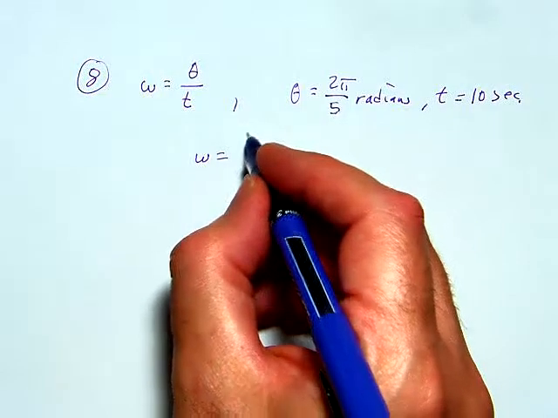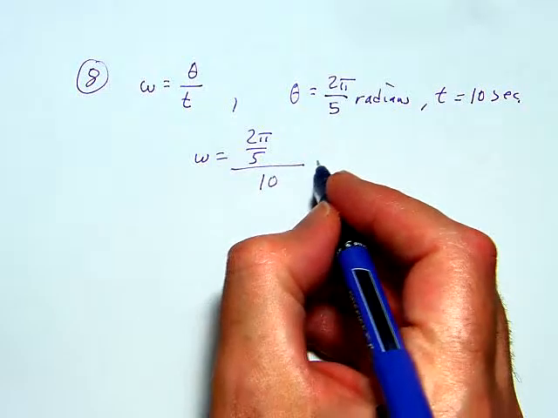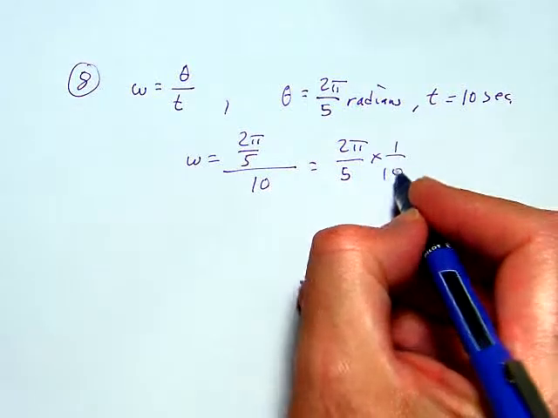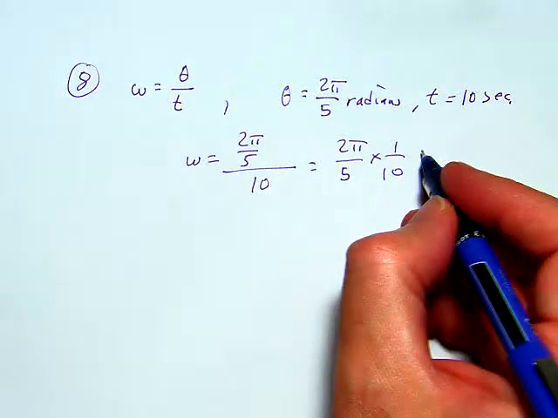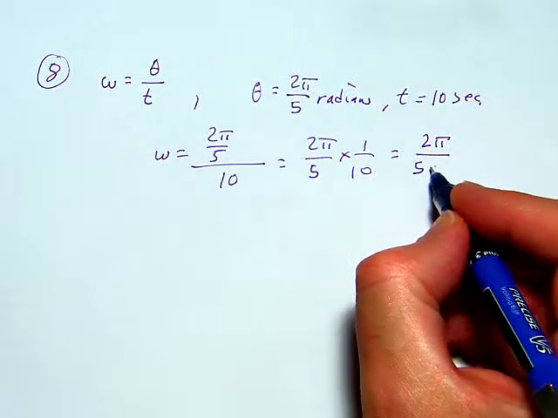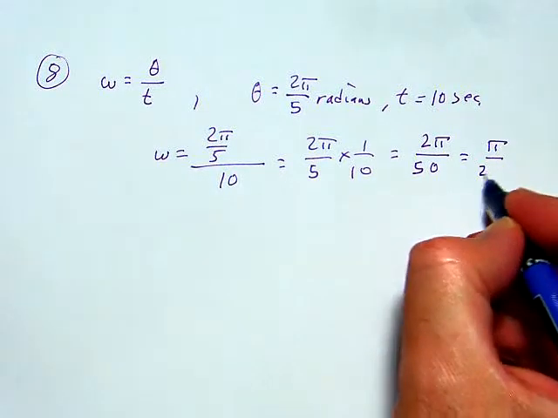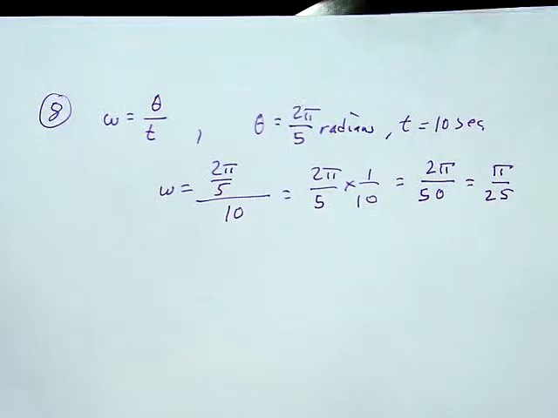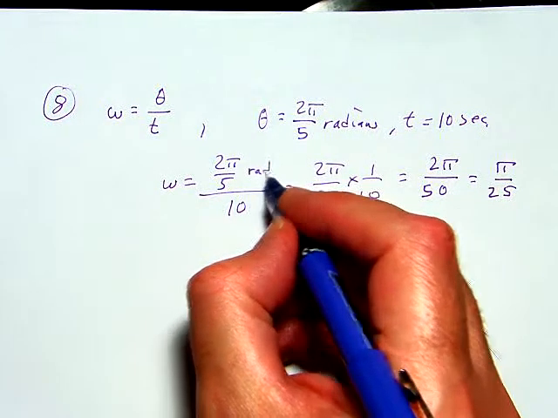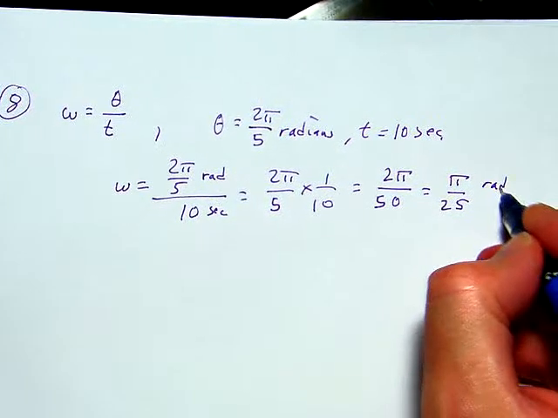We plug in theta is 2 pi over 5 divided by 10, which is the same thing as 2 pi over 5 times 1/10. You might remember keep, change, flip. Then multiplying numerators and denominators gives you 2 pi over 50, which is the same thing as pi over 25. As far as our units go, I could have put radians in here and seconds in here. So this is radians per second.